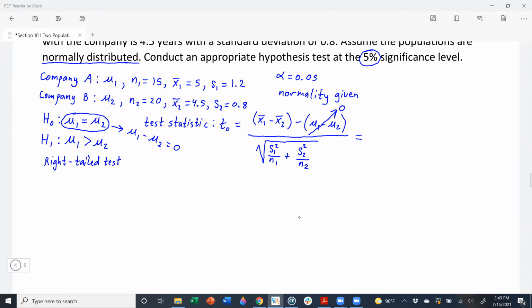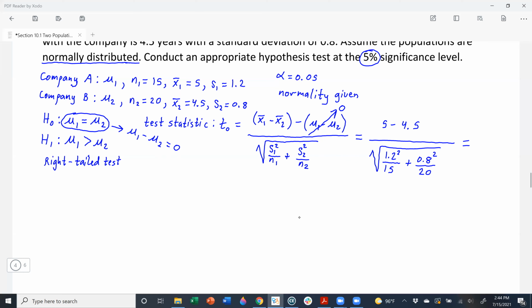So x1 bar, we have 5, minus x2 bar, that is 4.5, divided by, okay, so down here it's going to be a little bit of a mess. As I type it into my calculator, I'll probably want to do one step at a time so we don't get lost. It's really easy to type it in incorrectly. So S1 squared is 1.2 squared divided by its sample size of 15, plus S2 squared, that's 0.8 squared divided by its sample size, which was 20.